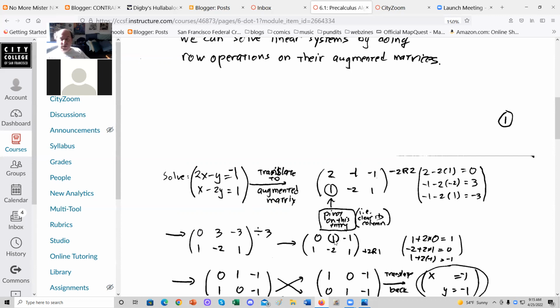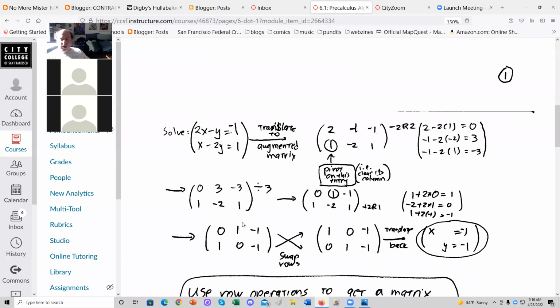All right, we have an equation for y. y equals -1. Now I'll pivot on this entry here. I eliminate this -2 in here, and we'll do that by adding twice row 1 to row 2. 1 plus twice 0 is 1, so a 1 goes there. -2 plus twice 1 is a 0, so a 0 goes there. 1 plus twice -1 is a -1, so a -1 goes there. Now we have this matrix, 0, 1, -1, 1, 0, -1. We'll swap rows so we get a diagonal matrix, 1, 0, 0, 1.